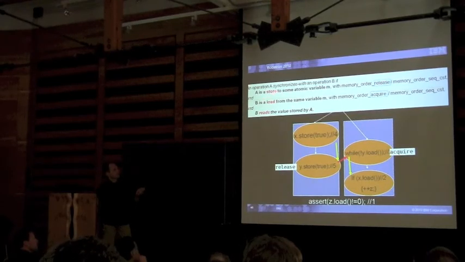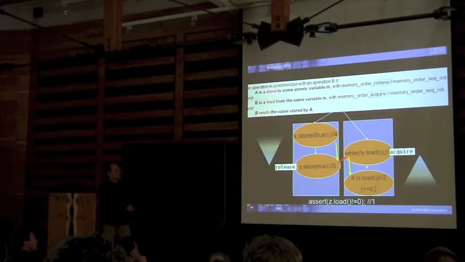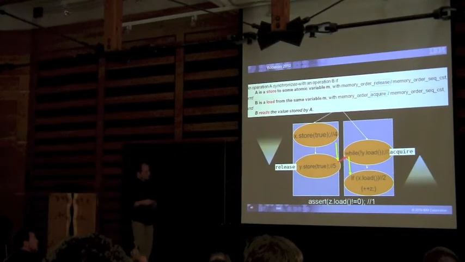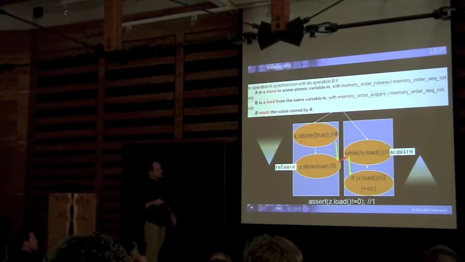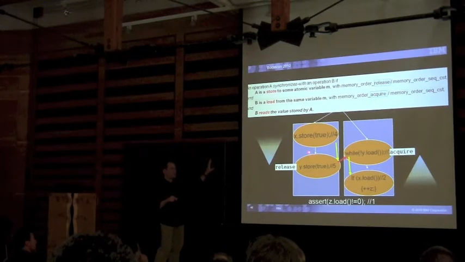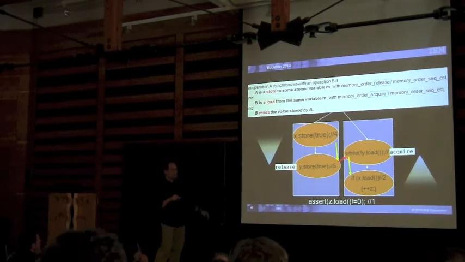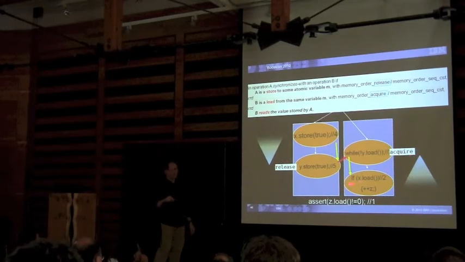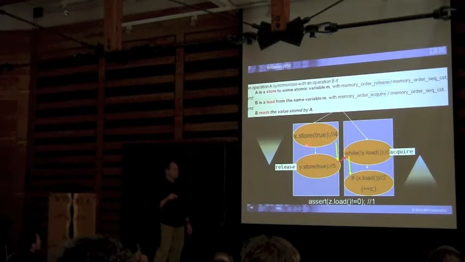I've done the release on the store and the acquire on the load. This release says not only is Y going to be set properly, but everything that's ever happened in this thread for all time is now going to be committed. This is basically the Git model. I do all my local Git changes and I can commit locally, but at some point I have to push up to GitHub or something.